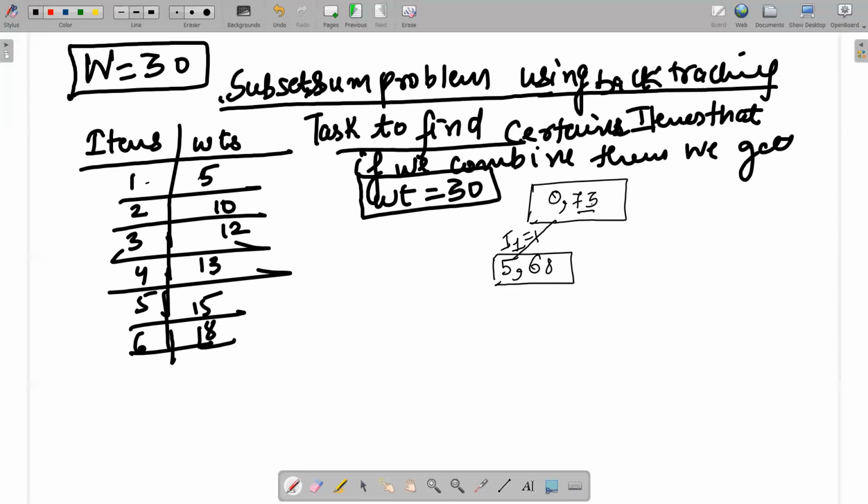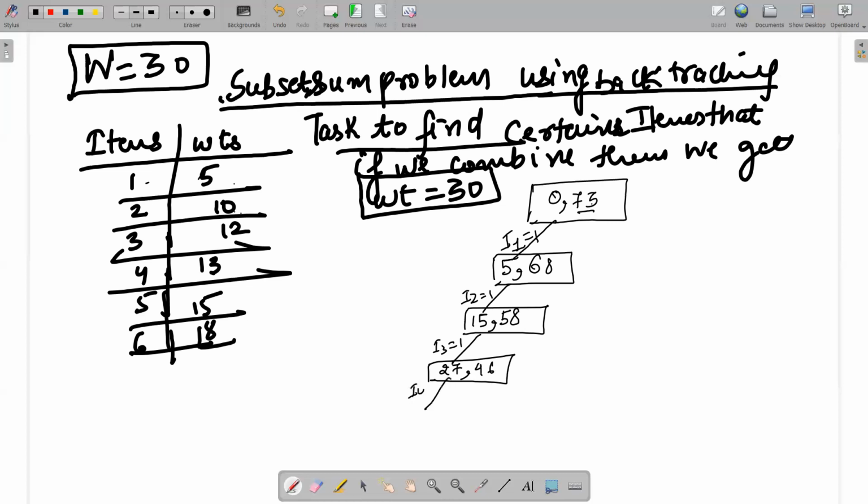So let's say we include item number 2. Item number 2 weight is 10. So 5 plus 10 becomes 15, and 68 minus 10, the answer is 58, right? This is another particular thing. We have got item number 3. If we include item number 3, the weight becomes 27. So 15 plus 12 is 27, and 58 minus 12 will be 46.